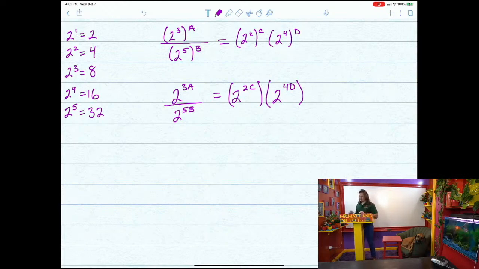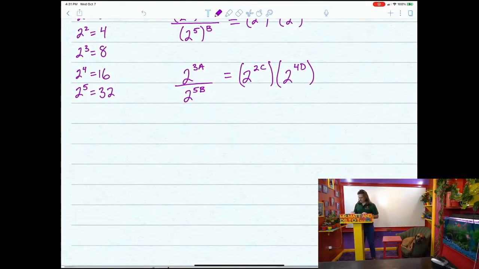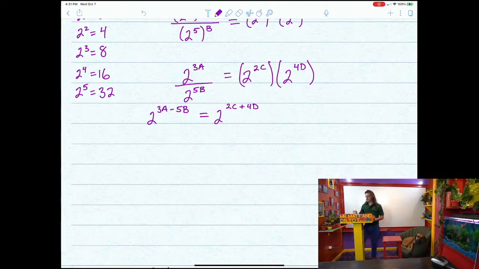Okay, so on the left-hand side, we have common bases and we're dividing. So this is going to turn into 2 to the 3a minus 5b power. And then on the right-hand side, we have common bases and we're multiplying, so we can add the exponents. This will turn into 2 to the 2c plus 4d power. Now we have common bases on opposite sides of an equal sign, so we can drop the bases and equate the exponents. So we can say that 3a minus 5b must be equal to 2c plus 4d.